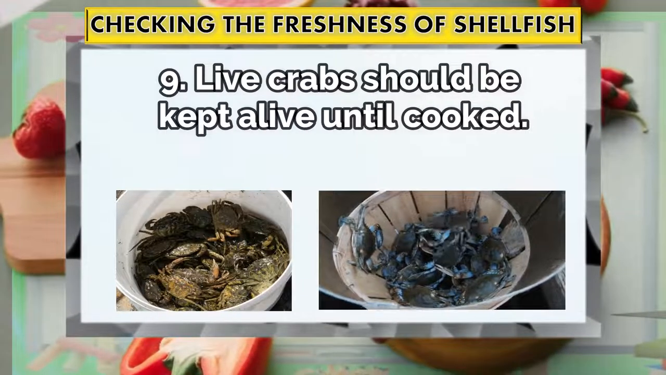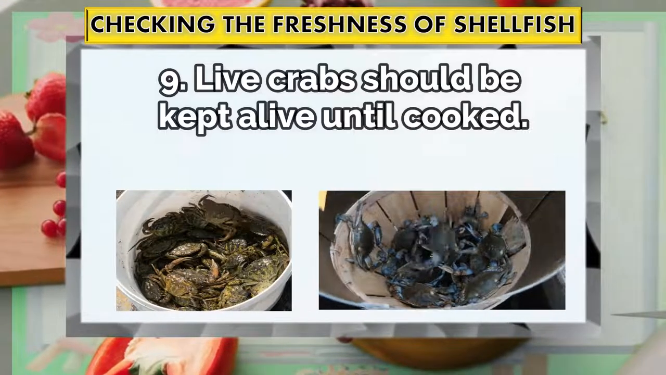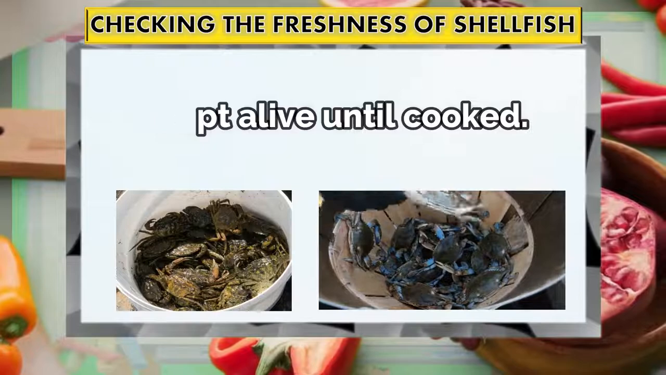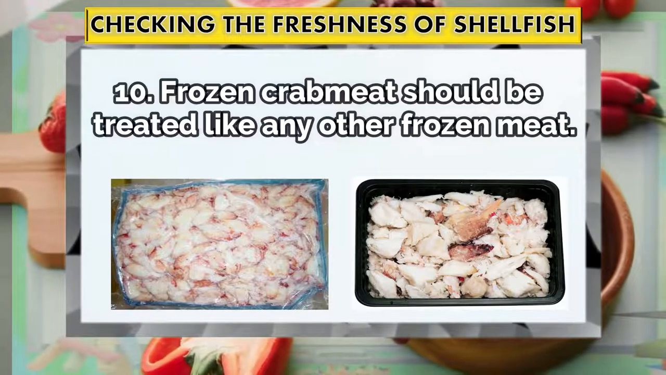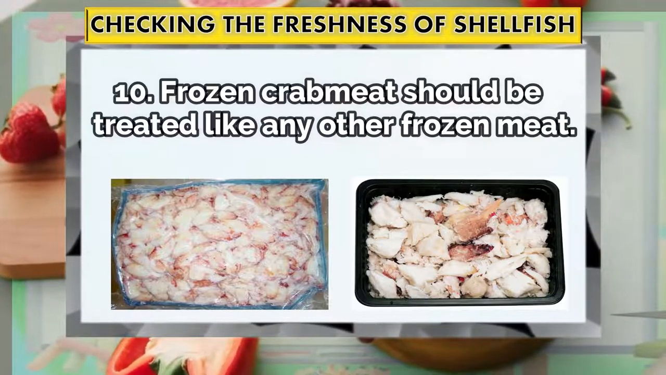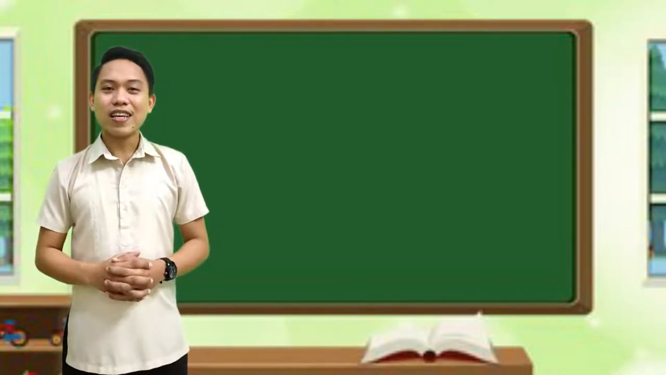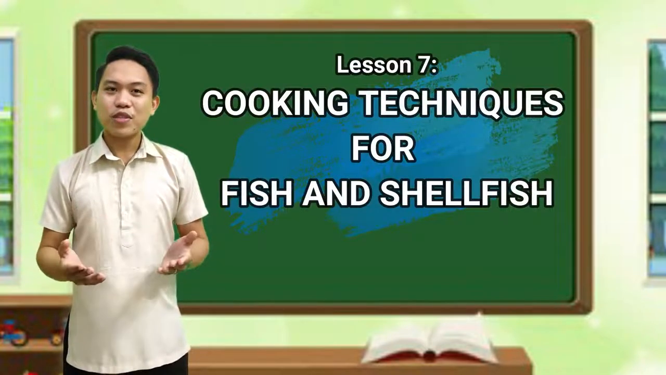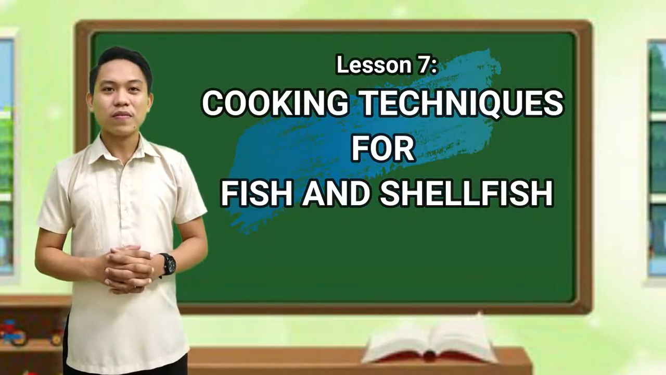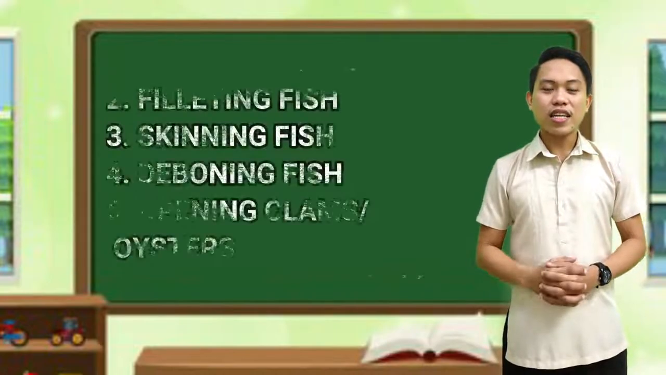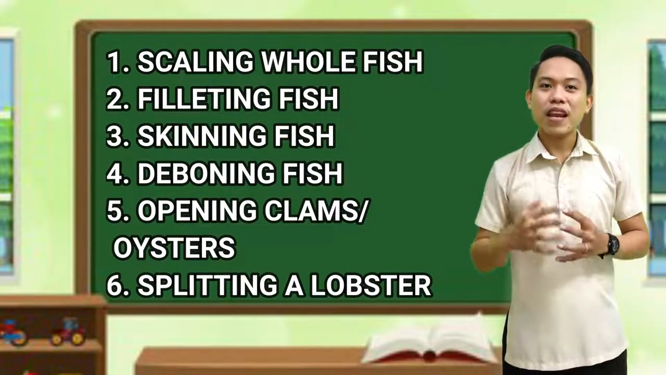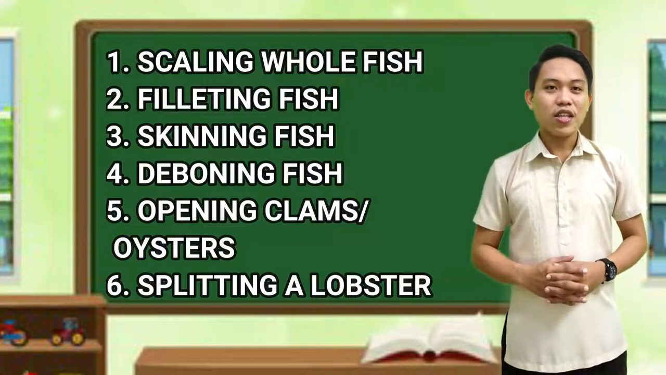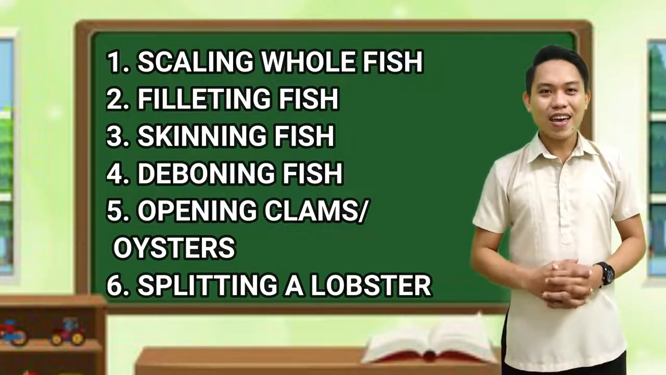Number 9. Live crabs should be kept alive until cooked. And lastly, number 10. Frozen crab meat should be treated like any other frozen meat. After knowing the guidelines in checking the freshness of fish, let us proceed with the cooking techniques for fish and shellfish. The following are the cooking techniques: scaling whole fish, filleting fish, skinning fish, deboning fish, opening clams, and splitting lobster.